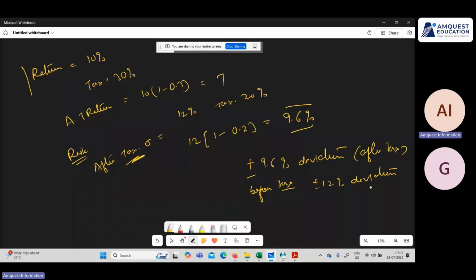Right, so when your IPS says that I want an after-tax deviation of 9.6%, it means that before tax I can do a 12% deviation, which means, from, let's say, 50, effectively I should have gone from 41.4 to 59.6, but I can now go from 48 till 62. Now, why is this important?